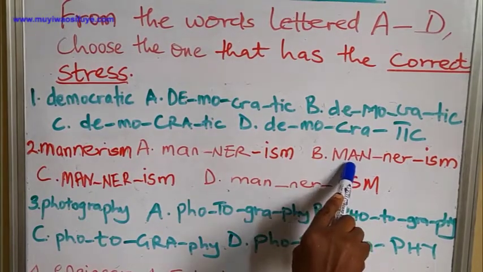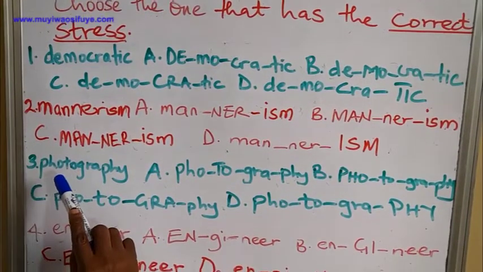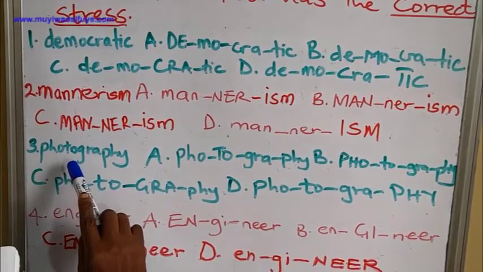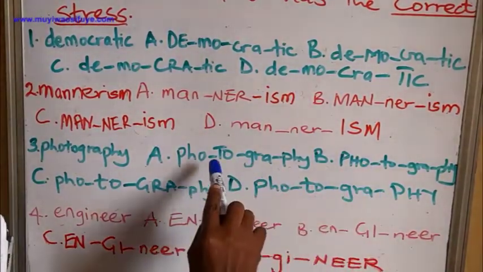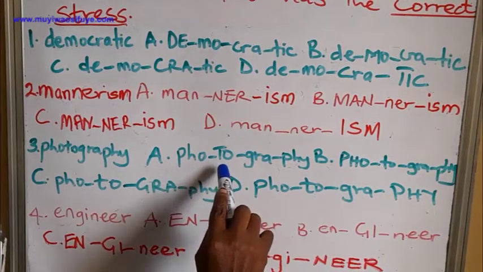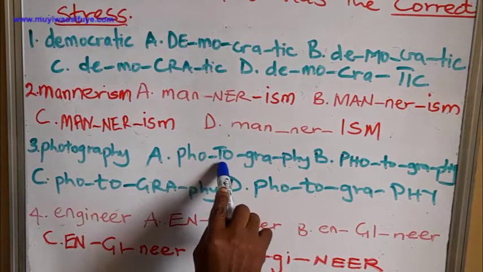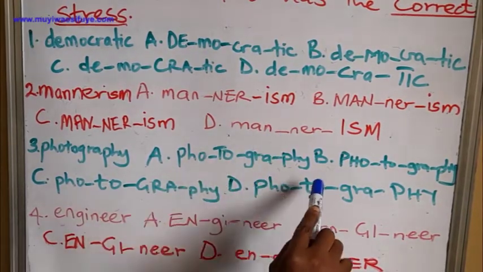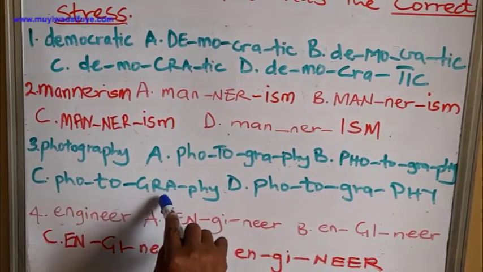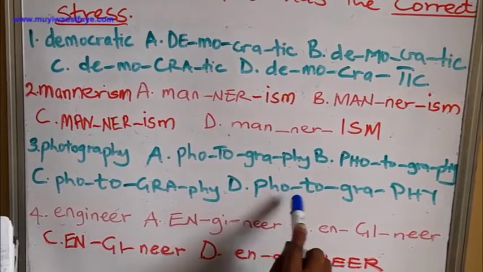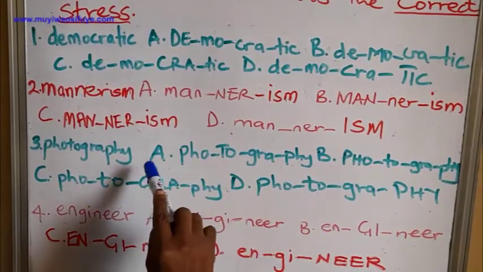Now the third question we have there is photography. For photography, we have 4 syllables. And if you look at the options, you realize that we have the primary stress written out in capitals. For the first option, the primary stress is on the second syllable. The second one, the primary stress is on the first syllable. The third one, on the third syllable, while the fourth option, the primary stress is on the fourth syllable.